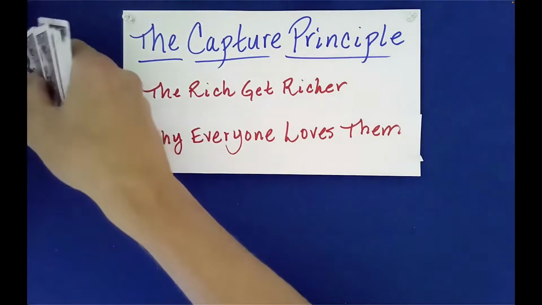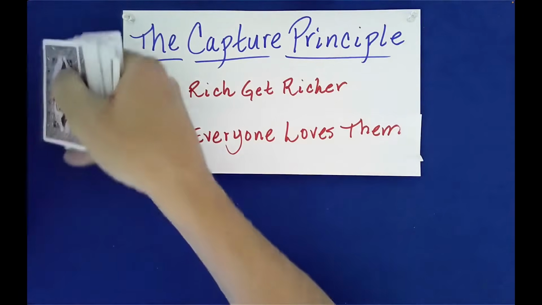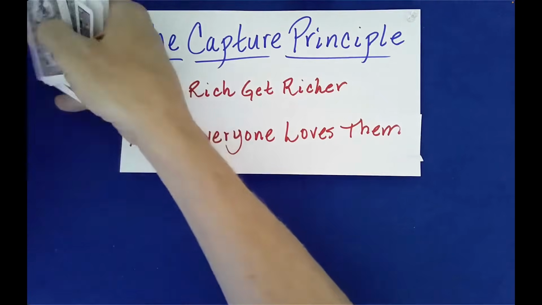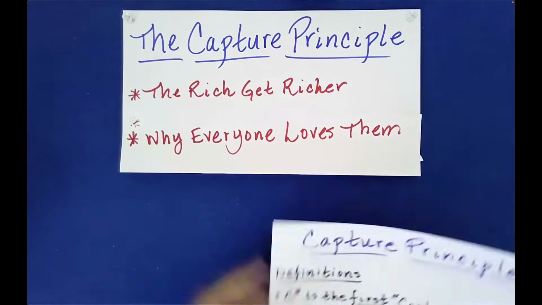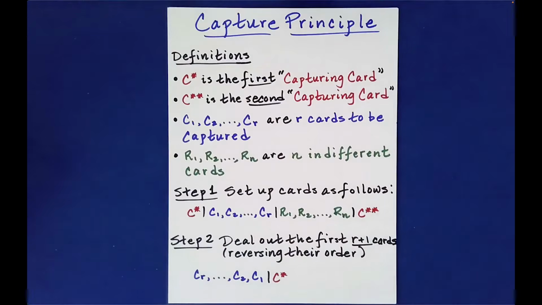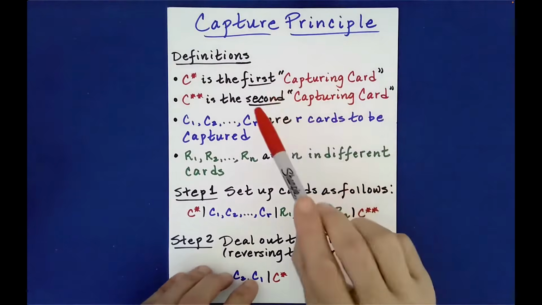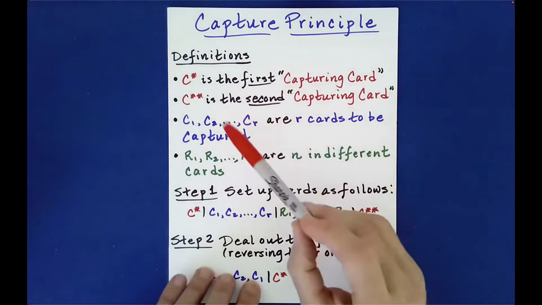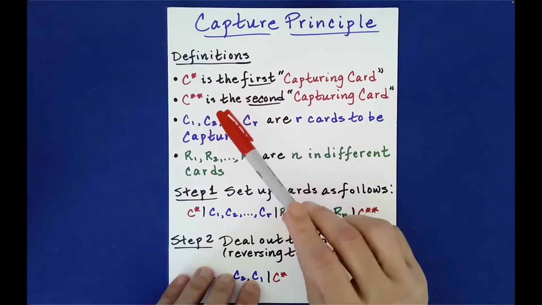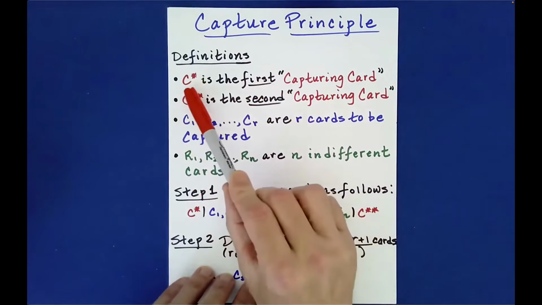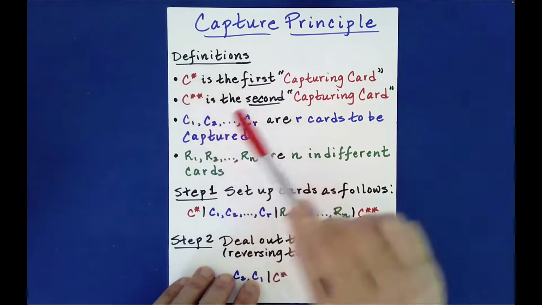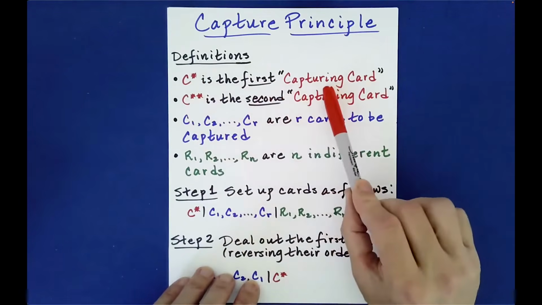Okay, so now let's look at what the capture principle is and how it works and how you can use it, and then we'll apply it to these 2 performances that we have just shown you. So here is the capture principle. Let me go ahead and define some of the symbols down below. I will have C with an asterisk represent the first capturing card.